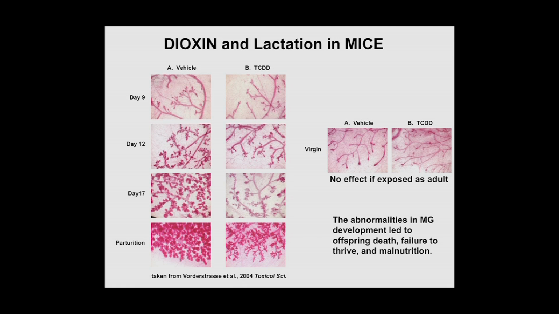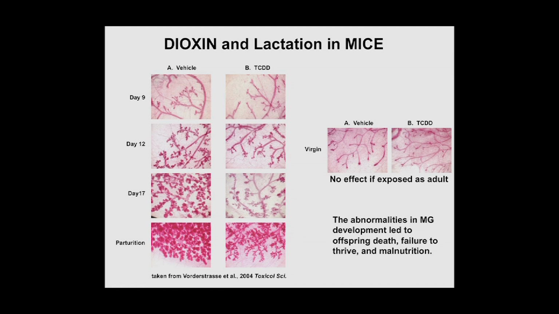So in this study, in mice, so the last study was in rats, and now we have mice, we gave animals dioxin on days 1 and 7 of their pregnancy, and then evaluated the mom's lactational development, the mammary gland development, over the period of pregnancy. As you can see, on the left-hand side is the vehicle, the right-hand side is dioxin treated.